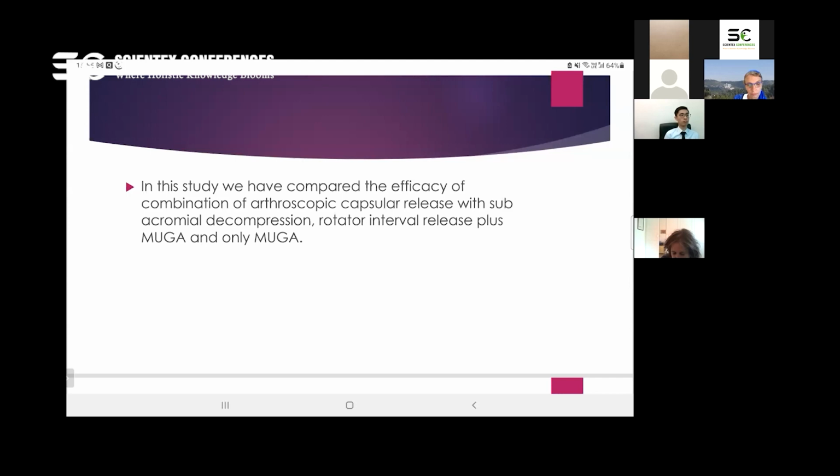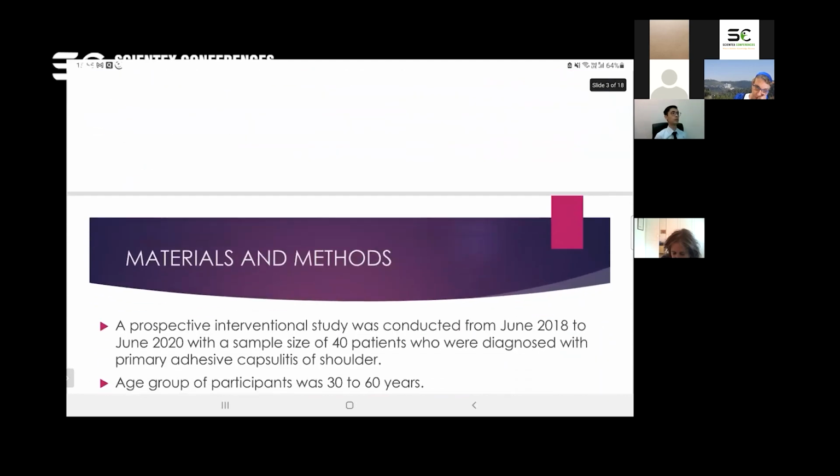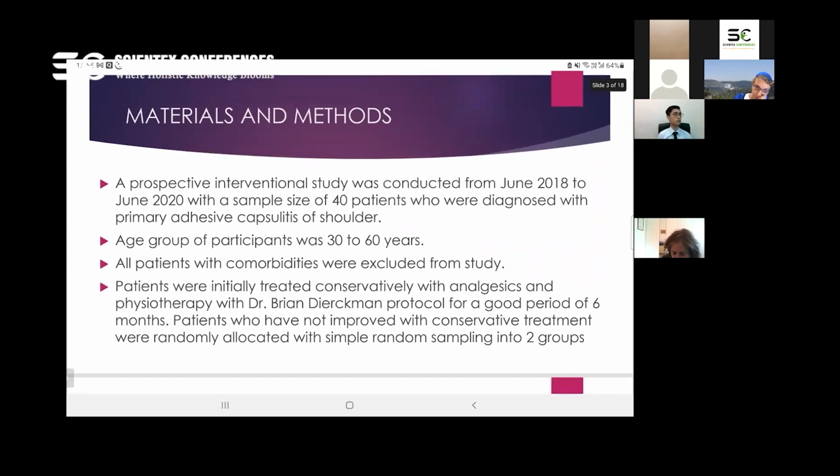In this study, we took a group of patients suffering from primary idiopathic adhesive capsulitis of the shoulder, and we compared the efficacy of manipulation under general anesthesia alone, and a combination of arthroscopic capsular release with subacromial decompression, rotator interval release, and manipulation under general anesthesia. So how did we perform our study?